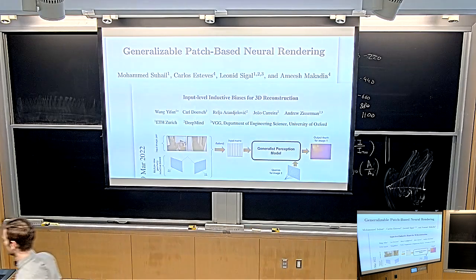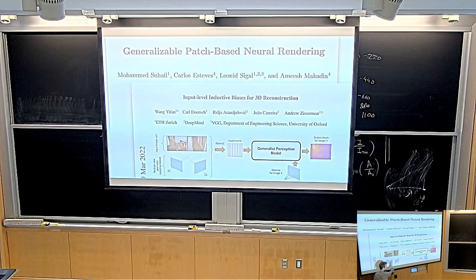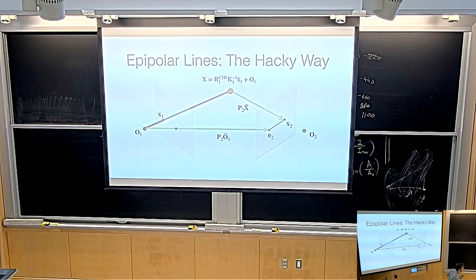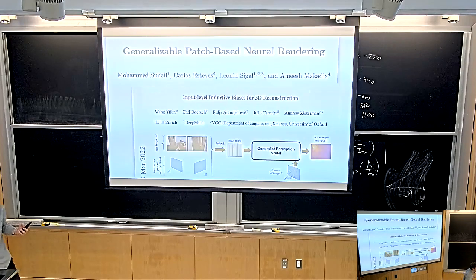But just as an example, here's another one. This is, again, the input level inductive biases. Here you can see the epipolar lines. So again, this is the teaser of the paper. So clearly this was important enough to include in the teaser of the paper. Okay, just these two. I thought I had more. Anyways.